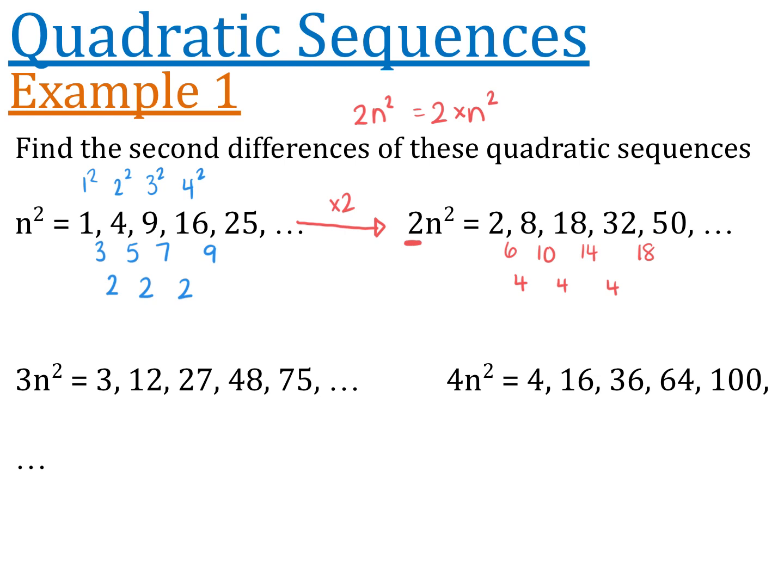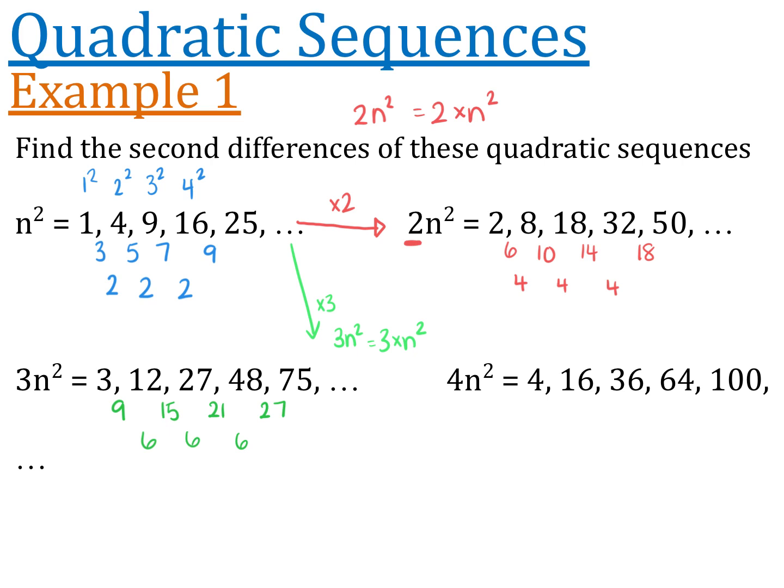Let's look down at the bottom left. We've got 3n squared. And where did these numbers 3, 12, 27, 48, and 25 come from? Well, those are the n squared numbers times by 3, because we're looking for 3n squared, which is just 3 times n squared. Let's try to make this green pen a little bit darker. All right, there we go. So let's try to find our first and second differences. We've got 9, 15, 21, and 27. And if we find our second differences, 6, 6, and 6.